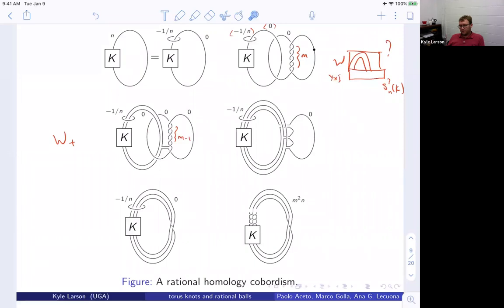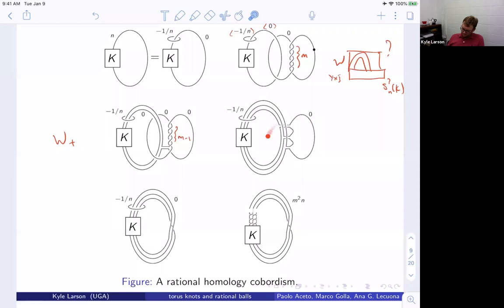And in a surgery diagram, this allows us to erase the two components. Whenever we have a surgery component with a zero-framed meridian, we can remove those from the diagram. And that leaves us this picture here. You can think of it as cancellation if you want. So we've removed two components, and we're left with this picture here. And isotopy results in this picture.